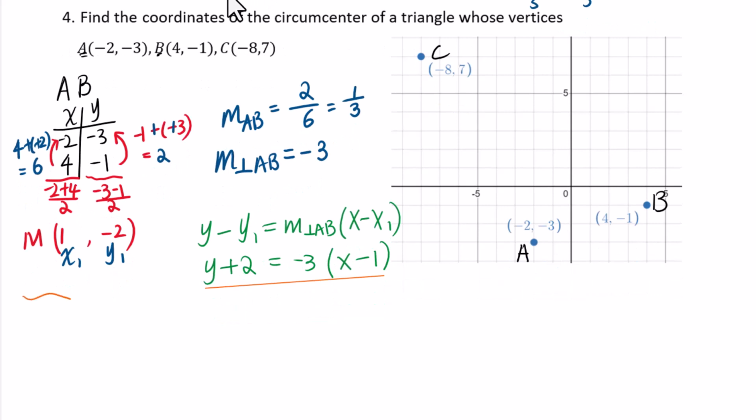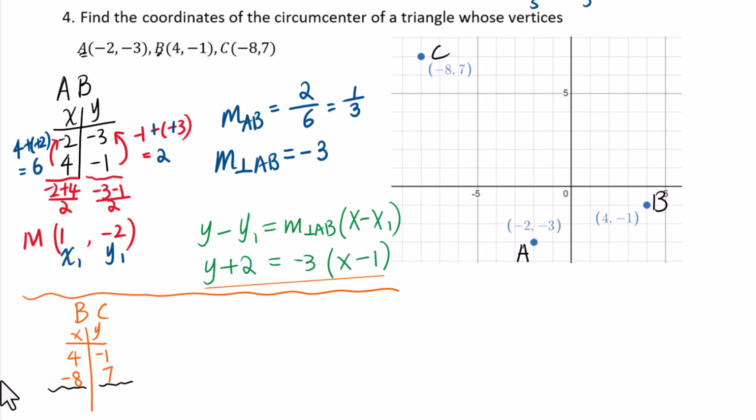Now let's work out the equation of the perpendicular bisector of BC. x, y: 4, -1, -8, 7. The midpoint: -8 plus 4 over 2 is -2. 7 minus 1 over 2 is 3. So the midpoint of BC is -2, 3.